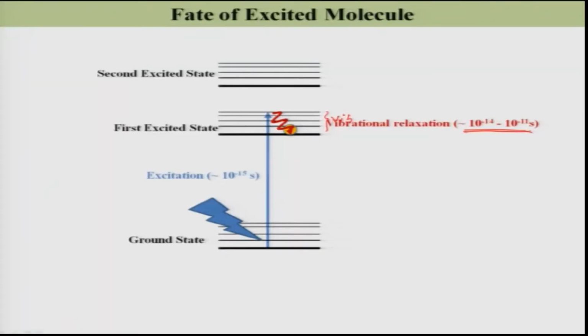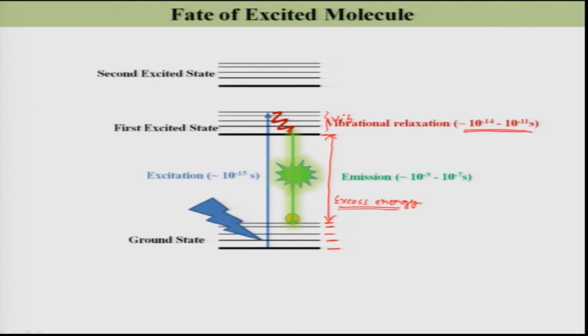Those details we are going to discuss later on, but let us consider the excess energy from here to here, either here or here, which depends on the Franck-Condon principle also, because for emission the Franck-Condon principle is applicable like in absorption. The molecule will come back from the excited state to the ground state by emitting the excess energy. Here in this case this is my excess energy, and this excess energy is emitted as light.